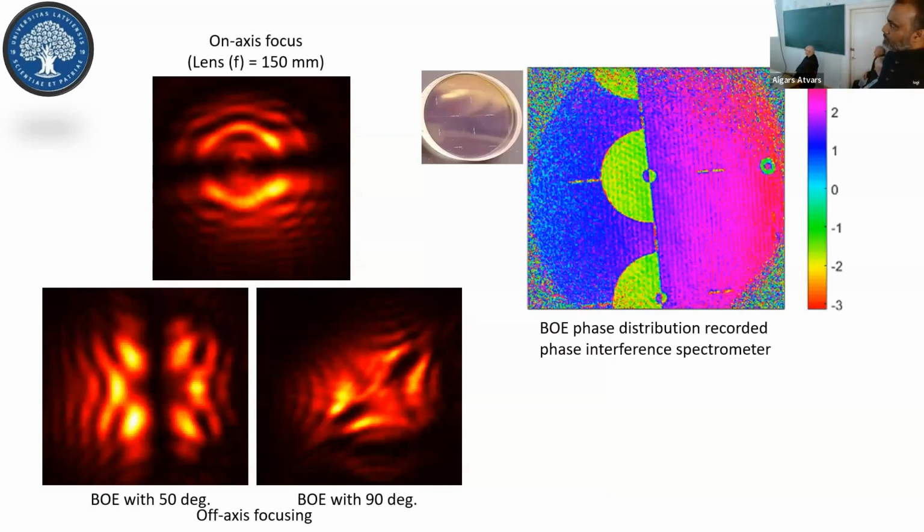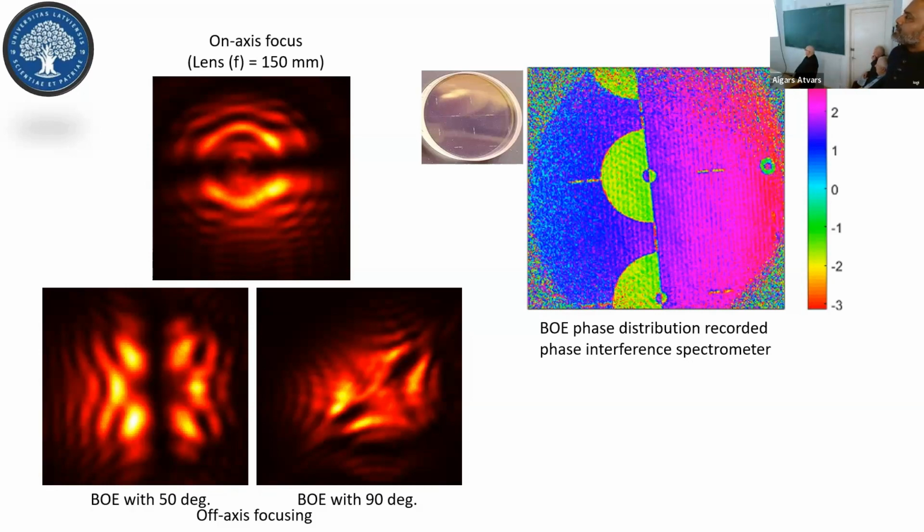I am trying to present one more piece of experimental measurements. Here we use one more binary optical element. It is not a circular one, it is a rectangular kind of binary optical element. Maybe you are unable to understand this binary optical element, and that is the reason I have presented the phase diagram over here. This is the binary optical element phase distribution recorded using a phase interference spectrophotometer. This color map represents the phase levels of the binary optical element, and the phases are wrapped between -pi and pi. This optical element is also used to transform the structure of the laser.